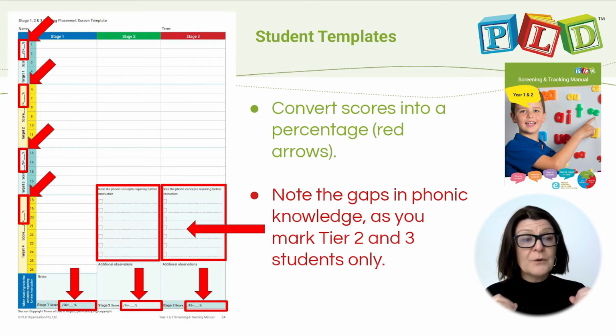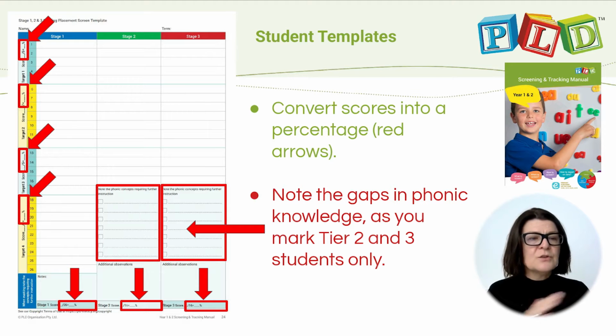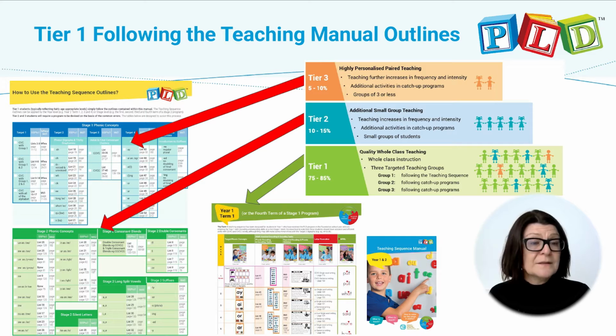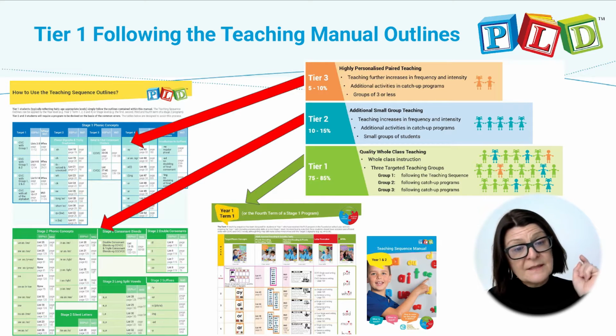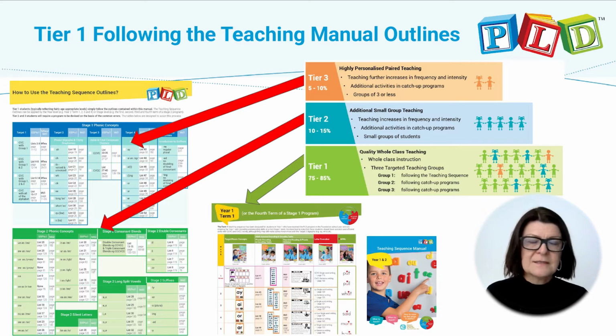If students are operating where they should be or higher than where they should be, please do not identify their phonic gaps. Your Tier 1 students, where they should be or higher, why we don't identify their phonic gaps is because they're going to be placed directly onto a teaching sequence outline, which outlines week 1, term 1, teach this, week 2, term 1, teach this.